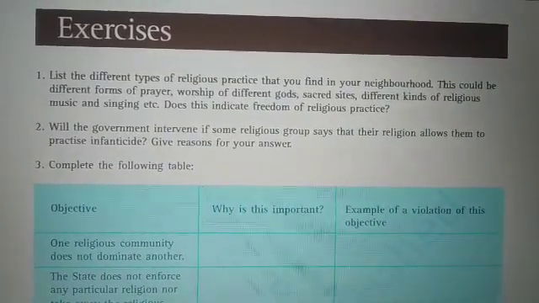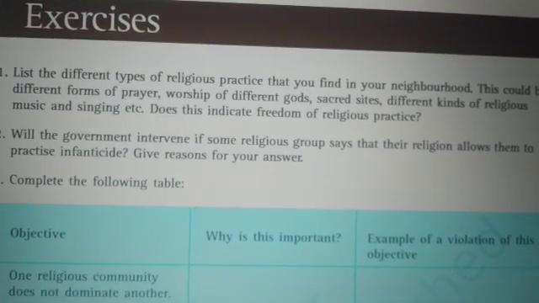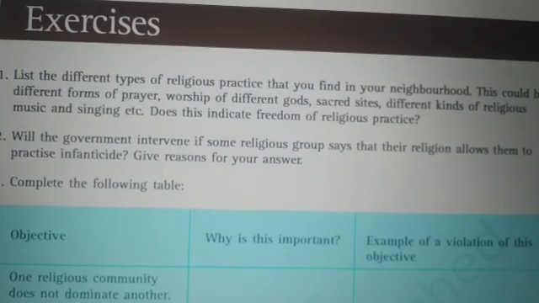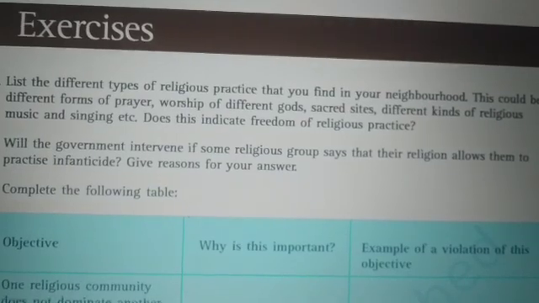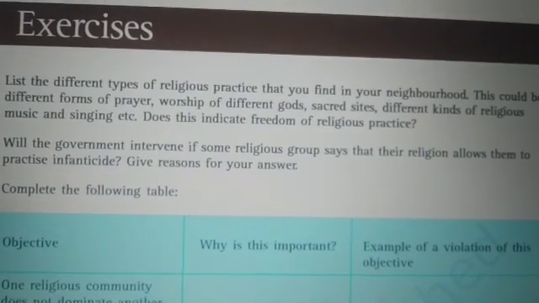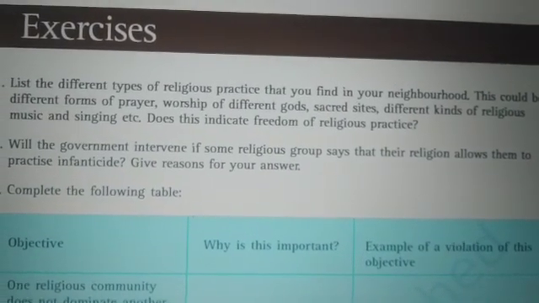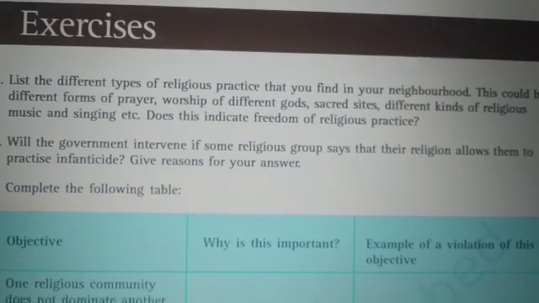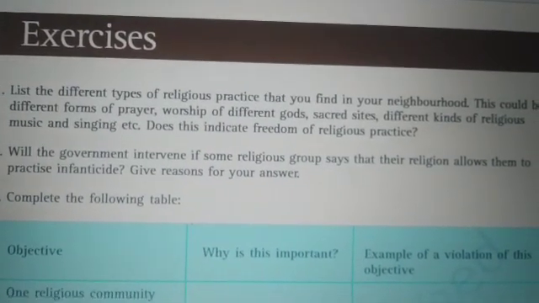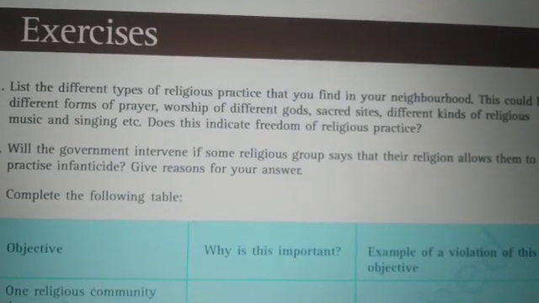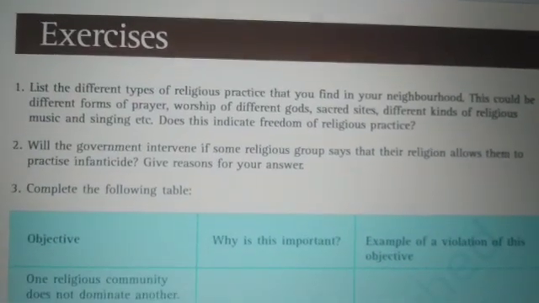So our answer would be, the different types of religious practices found in my neighborhood strongly indicate freedom of religious practice. The various forms of prayer, worship of God, sacred sites and different kinds of religious music found in my locality are of Christians, Muslims, Hindus, Sikhs, Jews, etc. The Christians sing hymns, the Hindus sing bhajans, while the Muslims offer namaz 5 times a day. So this would be the answer of this question.